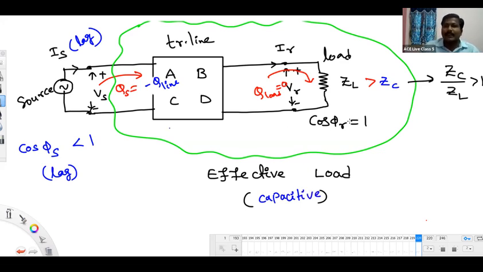As the effective load is capacitive in nature, the source has to deliver a leading current. So obviously the power factor of the source will be less than 1 and leading in nature. And you can observe here that ZC by ZL value will be less than 1.